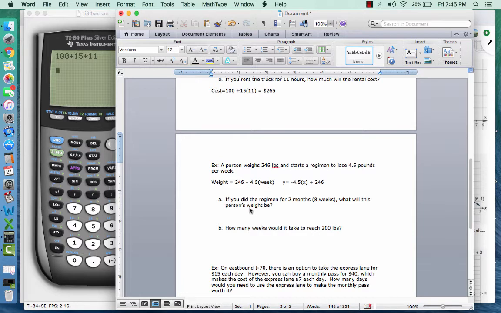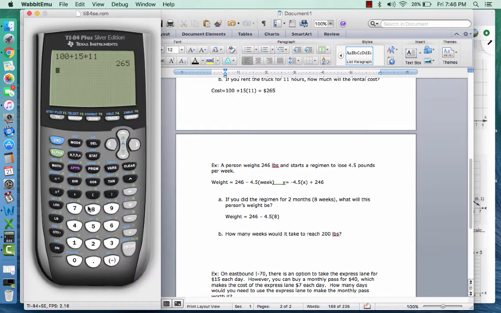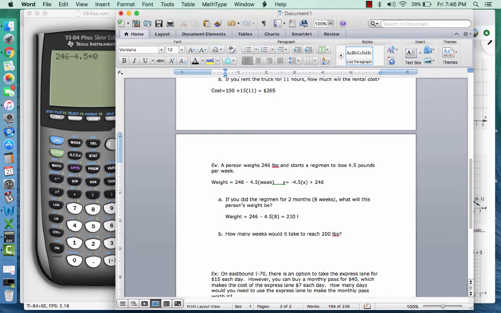All right, then it says if you did the regimen for 2 months, which I'm just going to assume is 8 weeks for simplicity here, what will this person's weight be? So I know the number of weeks now, and I'm going to figure out the weight. So weight equals 246 minus 4.5 times 8 weeks. I plug that in: 246 minus 4.5 times 8. And the person's weight will be 210 pounds. Okay, so that's the final answer there.